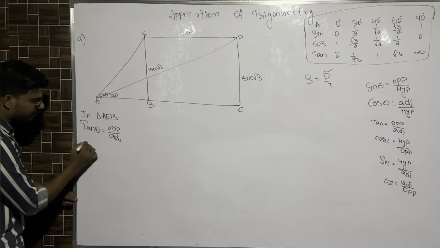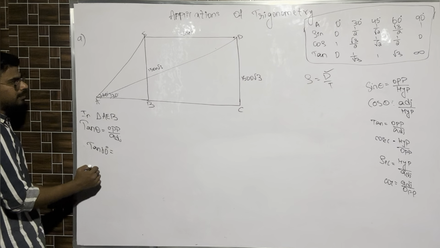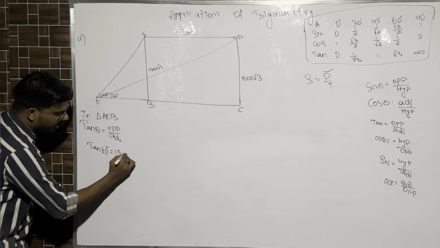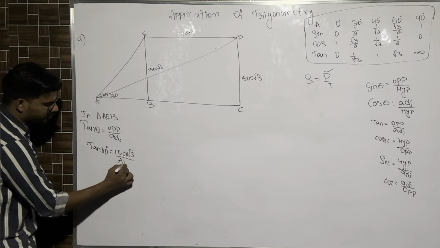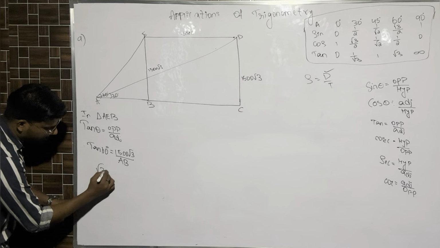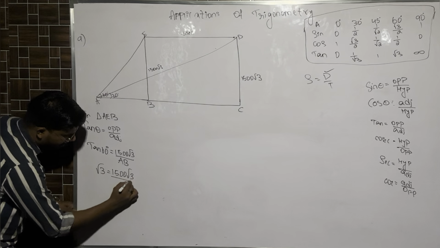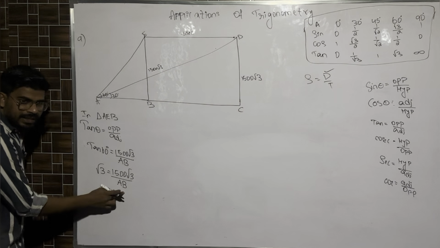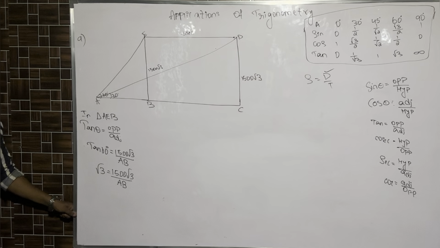How much is the theta? 60. Tan 60 is equal to opposite, 1500 root 3, divided by adjacent AB. What is tan 60? Root 3. Root 3 is equal to 1500 root 3 divided by AB. AB is in division; if I send it over here, it will become multiplication. Root 3 is in multiplication; if I send it here, it will become division.